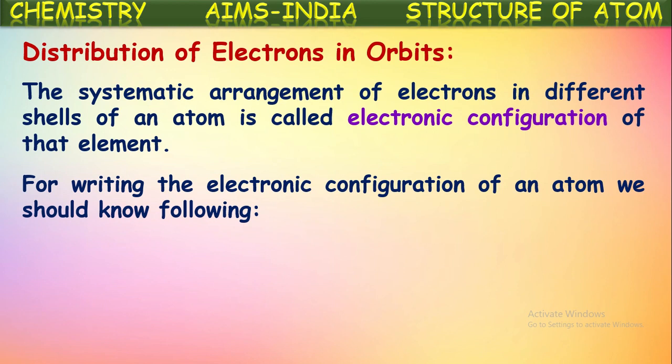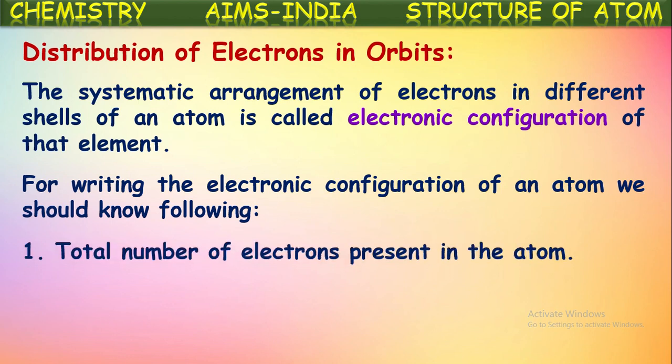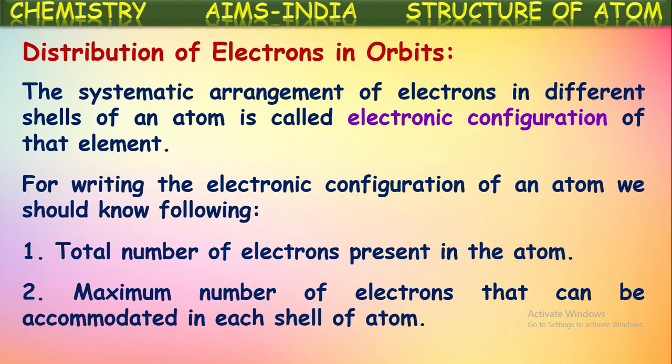For writing the electronic configuration of an atom, we must know the following things. If you know these points about that atom, we can understand how the electrons are arranged in that atom, and we can write the electronic configuration. One of them is the total number of electrons present in that atom. This can be known from the atomic number of that element. Atomic number is equal to the number of protons, which is also equal to the number of electrons. One more point to be known is the maximum number of electrons that can be accommodated in each shell of the atom. If you know this, then we can understand how electrons are arranged in the different shells of an atom.